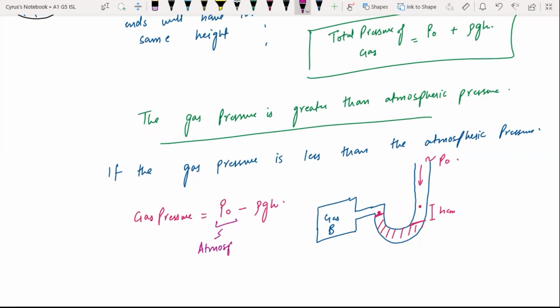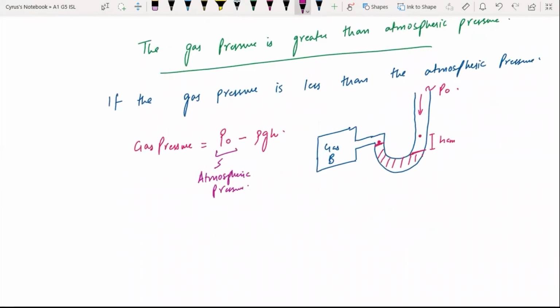I told you guys. And remember that the cross sectional area of the tube, however wide it is, doesn't matter. Cross sectional area of the tube has no effect on the pressure of the gas.